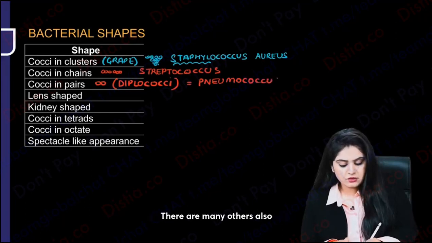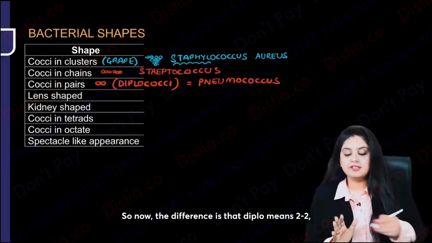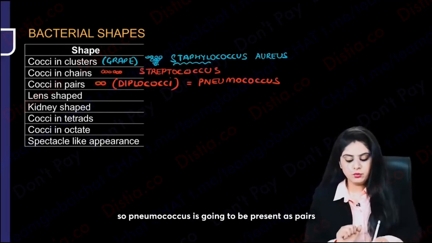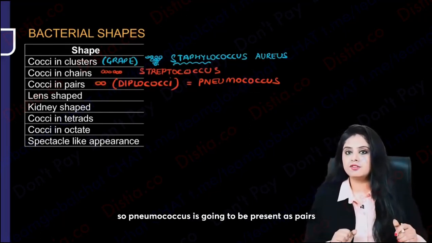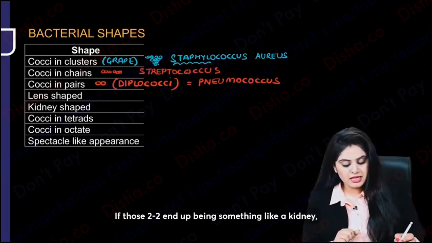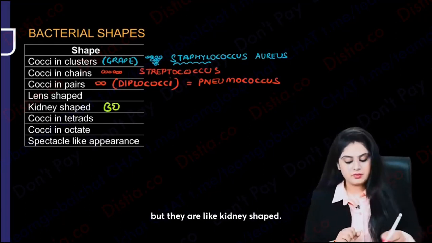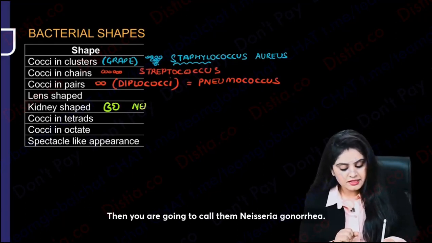There are many others also that can be present in the form of diplococci, I'll tell you. So now the difference is that diplo means two two. So pneumococcus is going to be present as pairs, or two two together. If those two two end up being something like a kidney, for example, they are also diplococci, definitely they are two, but they are kidney shaped, then you're going to call them Neisseria gonorrhoeae.